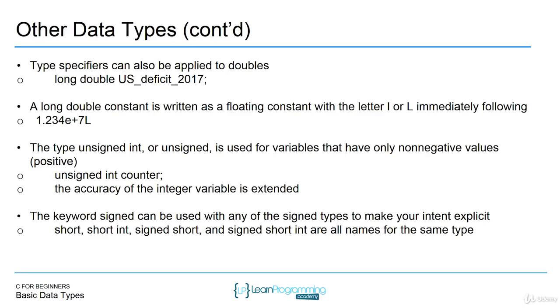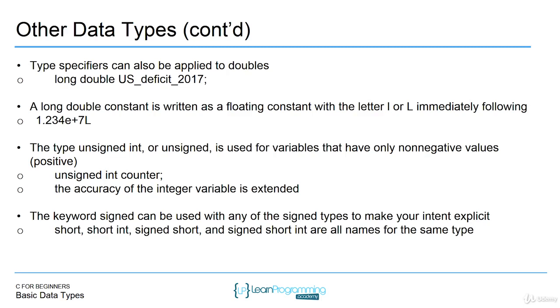It can be used with any of the types to make the intent more explicit. Signed shorts, signed ints, short ints, shorts, they're all the same. Signed means that it can be negative and positive. So these are just the basic data types that I wanted to talk about. These are the ones you're going to use most of the time, along with a couple more that I'm going to talk about in the next lecture. You usually don't have to get into using shorts and unsigneds and longs unless you are more advanced and you're trying to make your program more efficient.